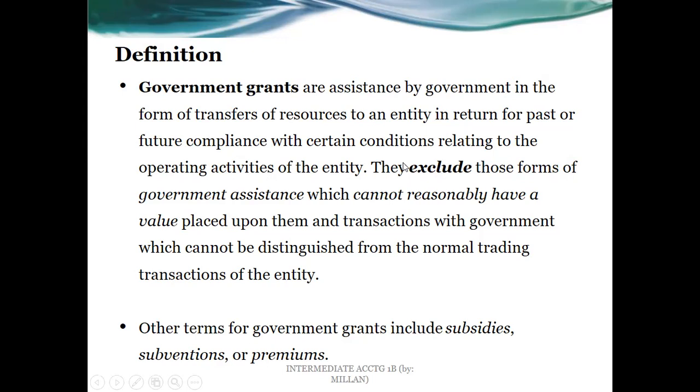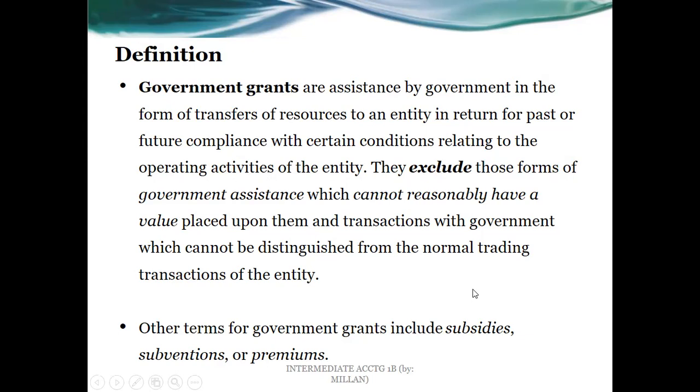So to continue, also excluded are transactions with government which cannot be distinguished from the normal trading transactions of the entity, because some services cannot be physically and properly segregated from the others. If not physical, proper segregation cannot be done. Or we cannot be specific to the entity, because a government grant should be a financial item that is specific to a certain entity.